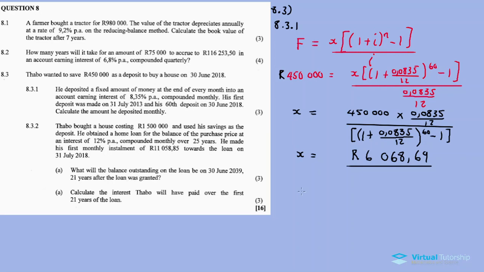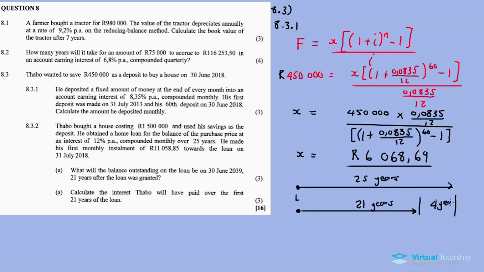So you see, he borrows money and gets the loan, and that loan must be repaid over a period of 25 years. So he pays and pays. We want to know that after 21 years how much remains to be paid for the remaining 4 years. That's the question: what will the balance outstanding on the loan be on this date, 21 years after the loan was granted? So we want to know how much he will pay for the remaining 4 years. So I think erase here and answer this question.